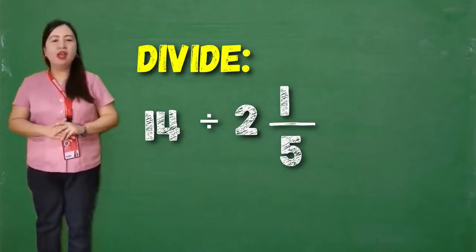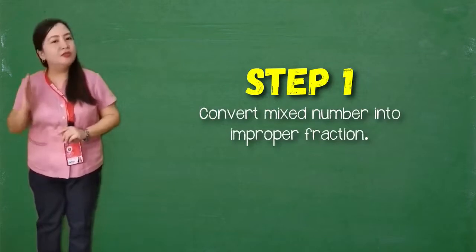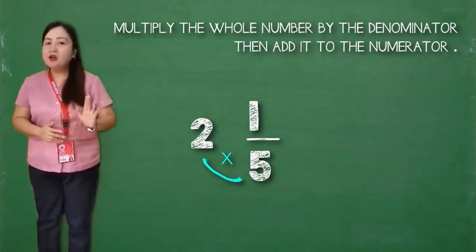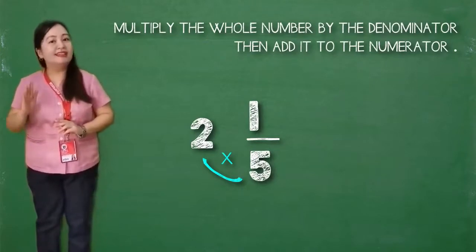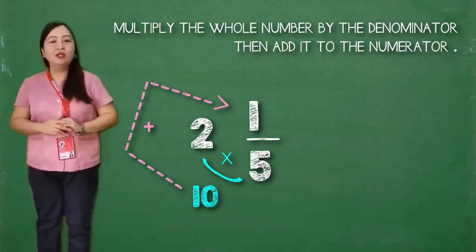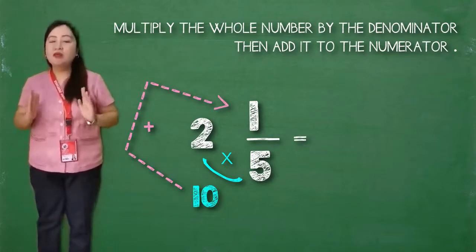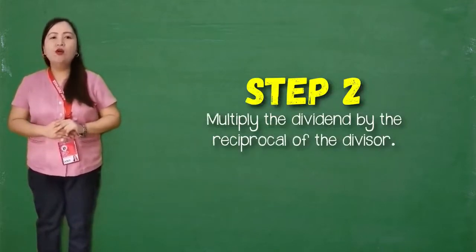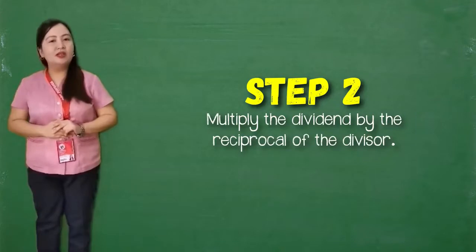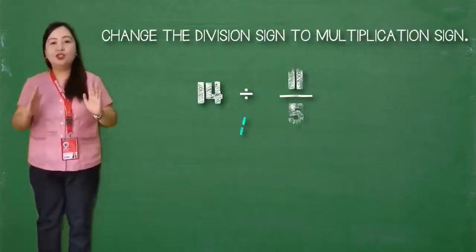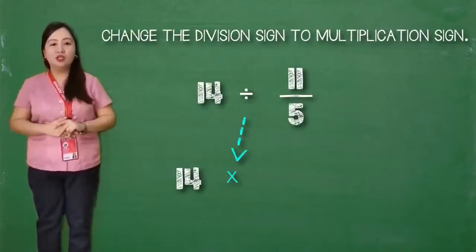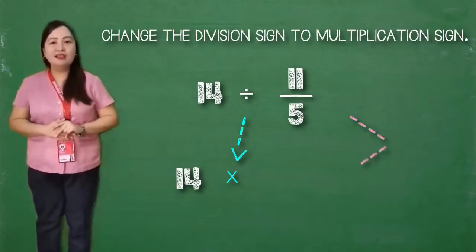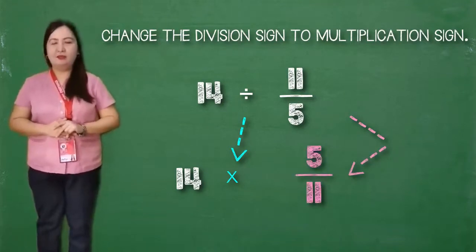Step 1. Convert mixed number into improper fraction. Multiply the whole number 2 by the denominator 5. The product is 10. Then add it to the numerator 1. The sum is 11 over 5. Step 2. Multiply the dividend by the reciprocal of the divisor. Again, let's change the division sign to multiplication sign. Next, the reciprocal of 11/5 is 5 over 11.